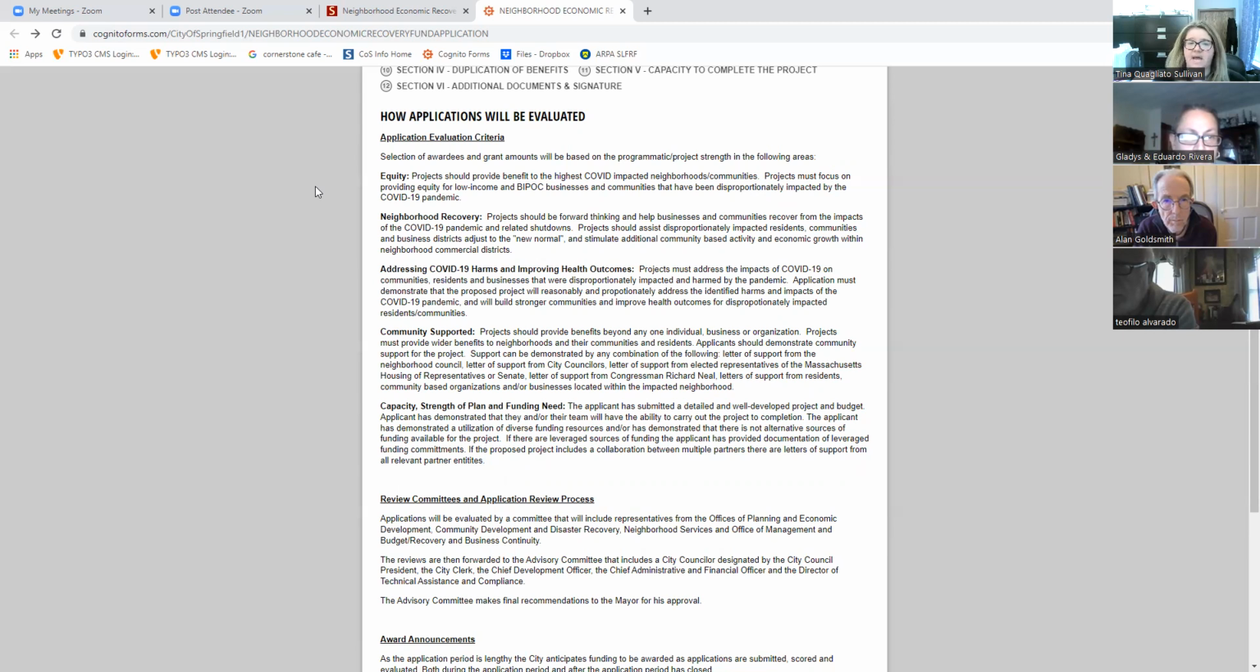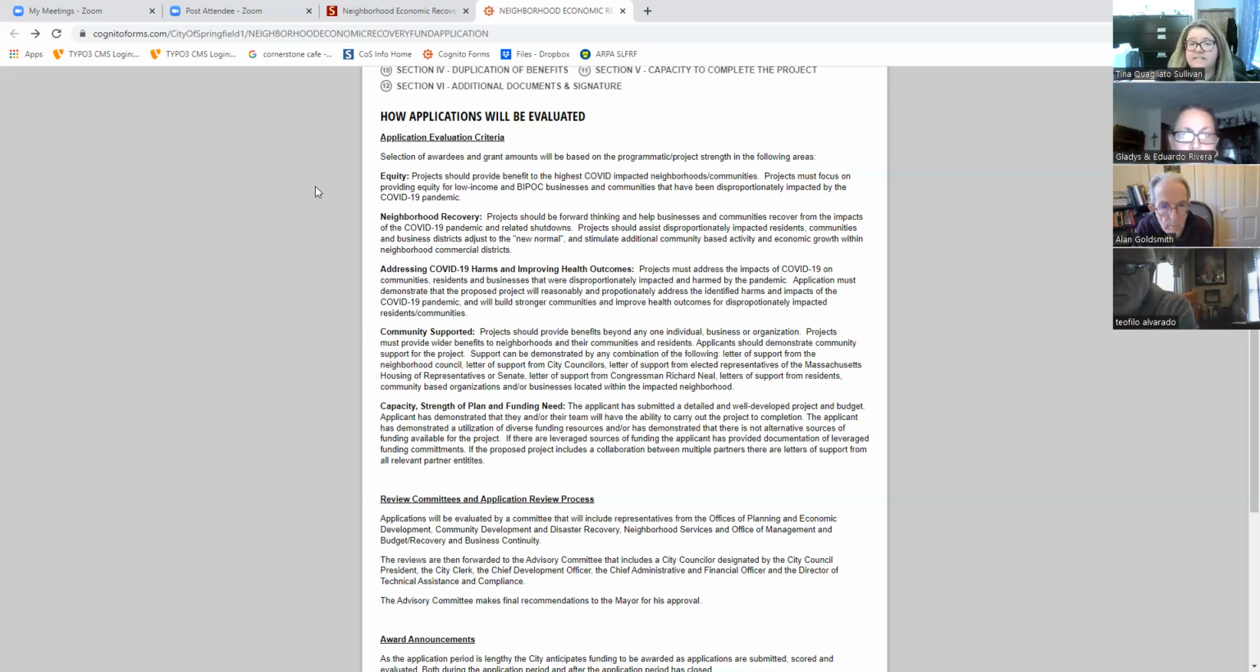So the first one is equity, right? So we're looking for projects that will provide benefit to the highest COVID impacted neighborhoods and communities. The project should focus on providing equity for low income and minority businesses and communities. There's that acronym BIPOC that stands for Black, Indigenous, and persons of color. So those businesses and communities.